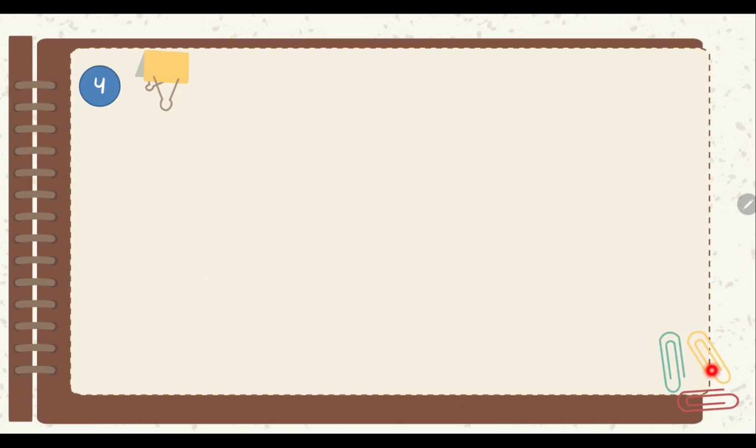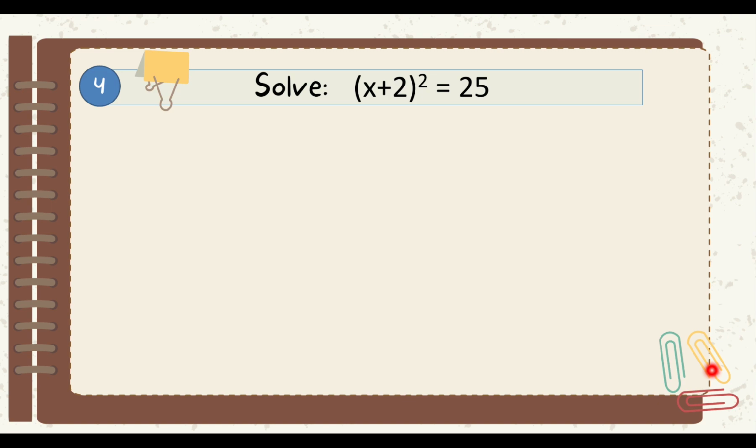On to the next. We have: solve the square of the sum of x and 2 is equal to 25. The left side is the square of a binomial. Can we still apply extracting square root? Of course, because we technically have one term on the left side and one term on the right side.